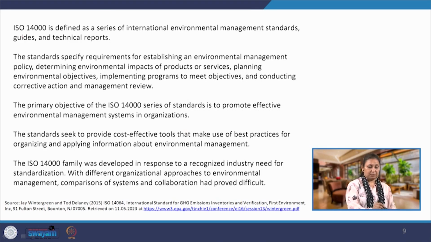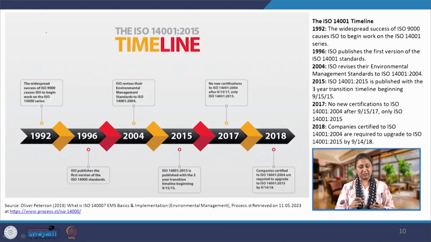So, this number, when you see ISO 14000, and it could be 14001, 2, 3, whatever, and we will ultimately be talking about 14064. All these standards relate to environmental management standards, guides and technical reports. So, when we say 14064, we are actually looking at greenhouse gases, which is one of the issues within the larger umbrella of environmental management. Several codes are developed as part of the 14000 series.